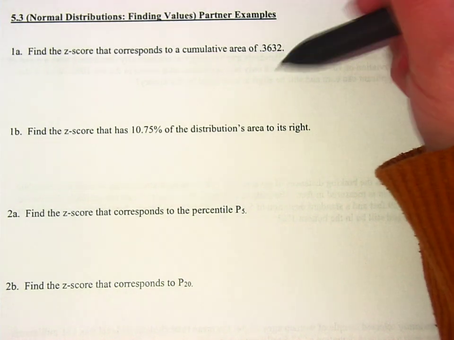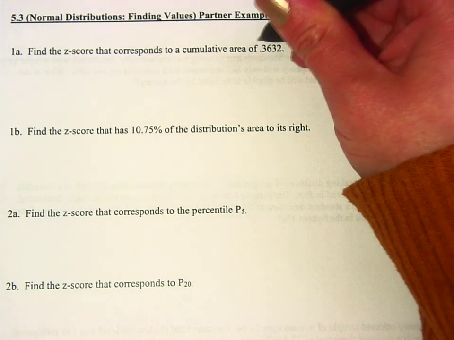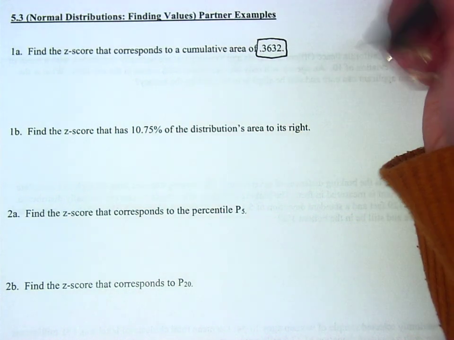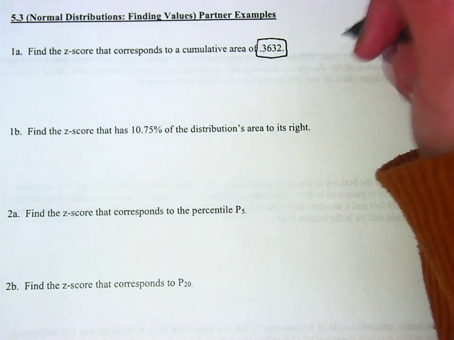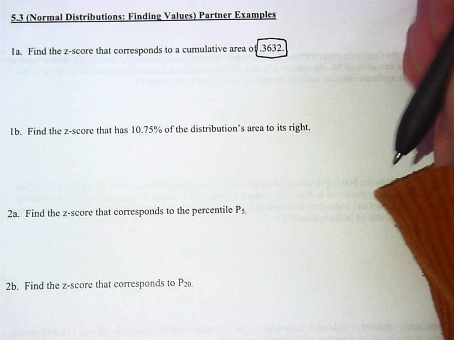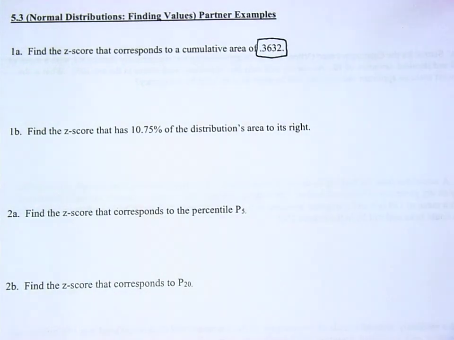So here we go. We're going to find a z-score that corresponds to an area of 0.3632. So this is kind of, you're going to give me the answer? Yeah. Or all the B's are going to be the ones that win prizes. The A's I'm doing. Okay, so this is like the opposite of what we were doing last time.